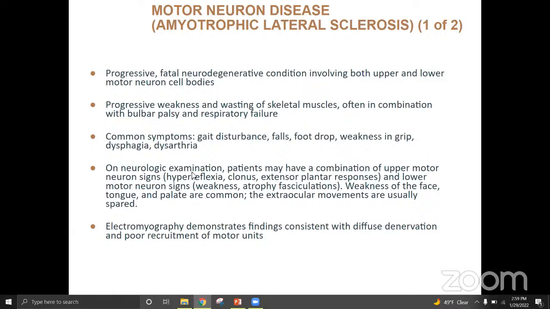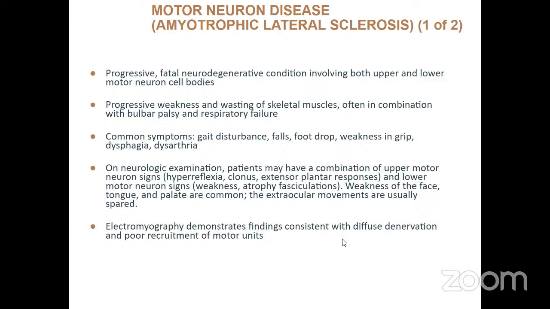On neurological examination, patients may have a combination of upper motor neuron signs, which are hyperreflexia and positive Babinski sign. The lower motor neuron signs are weakness, atrophy, fasciculation, and flaccid paralysis. And as always, it is associated with bulbar palsy and respiratory failure, so it involves weakness of the face, tongue, and palate. These are common. Electromyography demonstrates findings consistent with diffuse denervation and poor recruitment of the motor units.